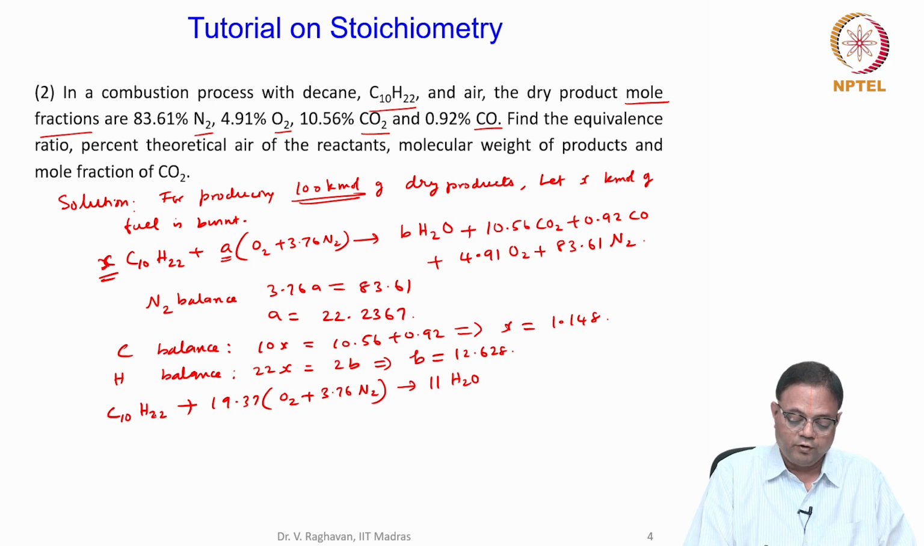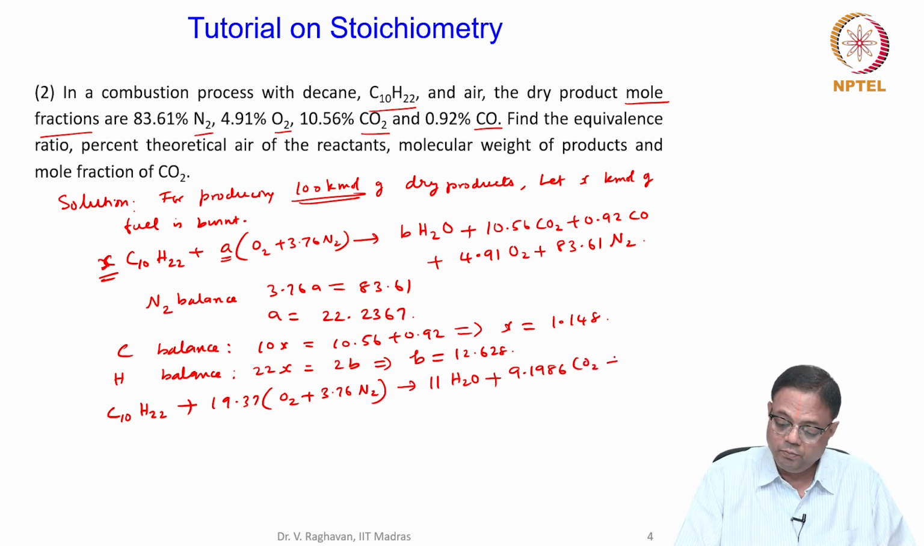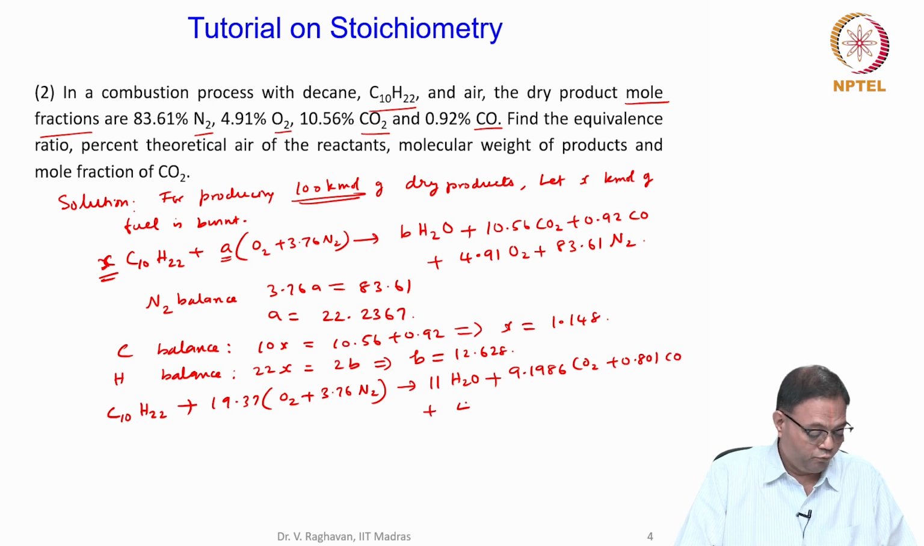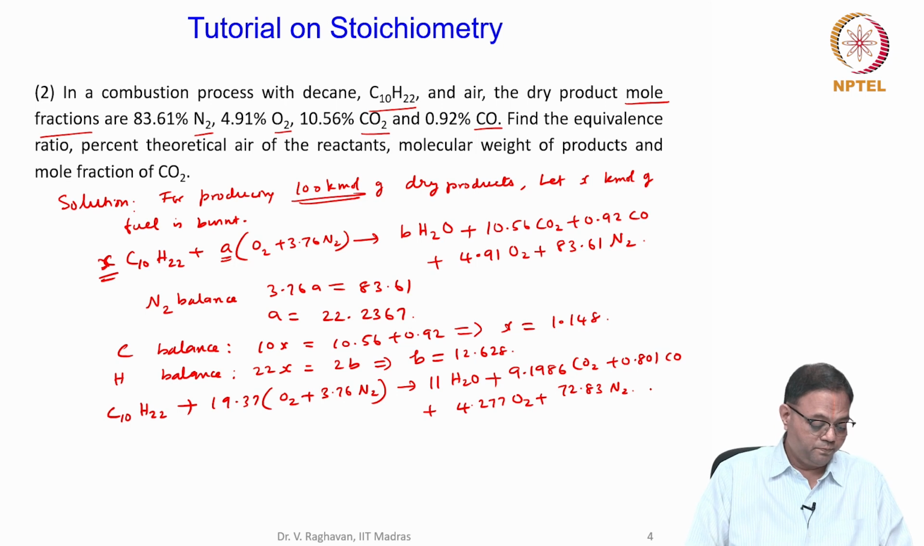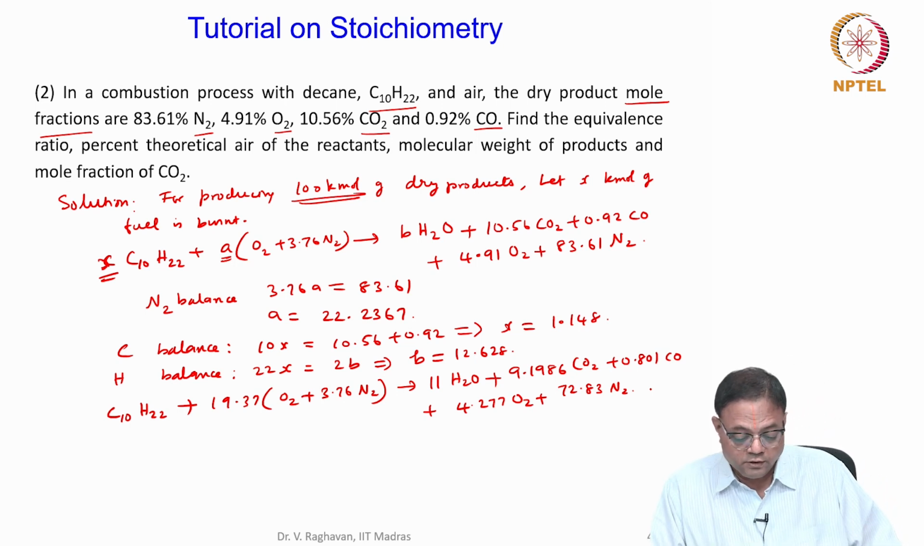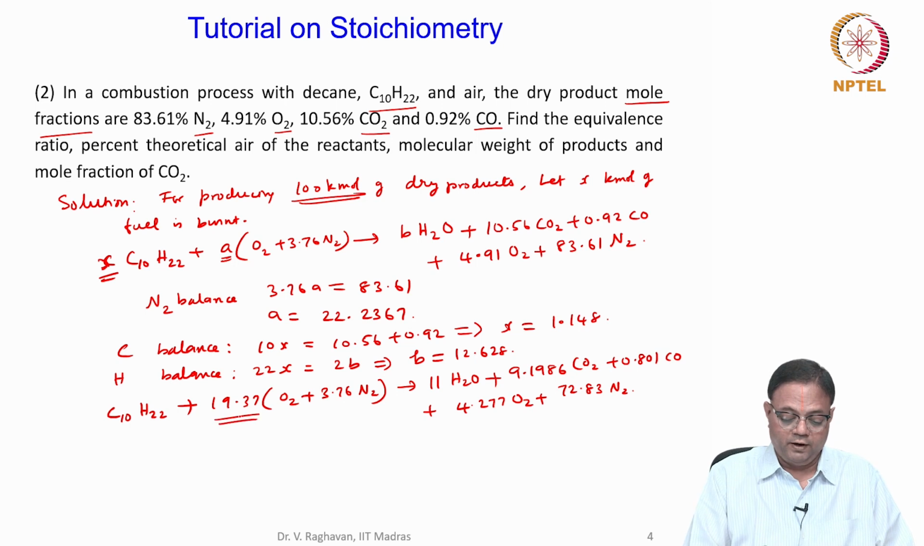So obviously 22 atoms will produce 11 molecules of H2O, plus I can write the other species: 9.1986 moles of CO2 plus 0.801 CO plus 4.277 O2 plus 72.83 N2. That is the equation. So now this is the actual amount of air supplied.